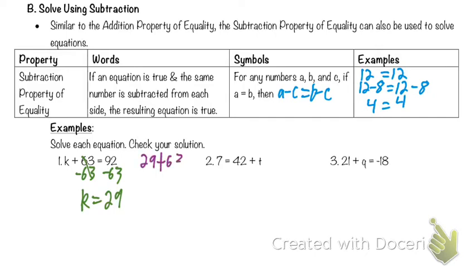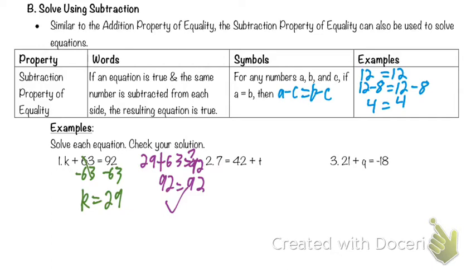29 plus 63 equals 92. Does 29 plus 63 equal 92? Yeah, 92 does equal 92. Boop, it checks out. Questions on that one? All right, I want you guys to try number 2. When you have it or have questions, raise your hand.